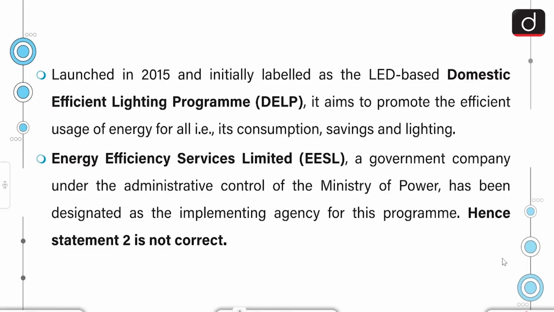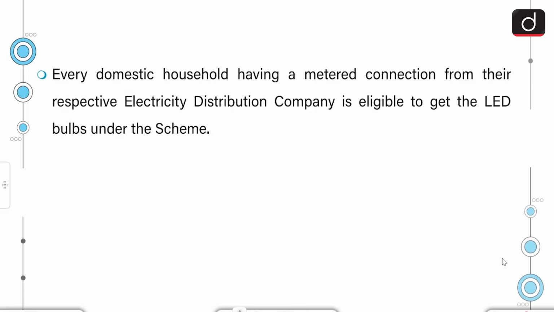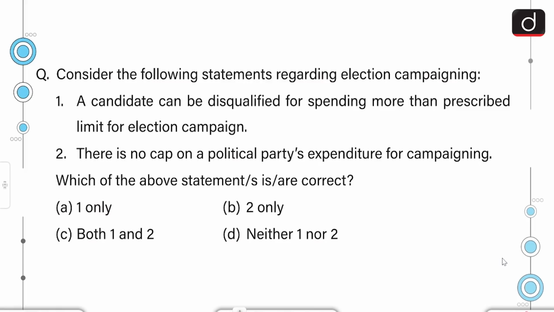EESL, I did say some wrong word at the beginning, it should be Energy Efficiency Services Limited. And a government company under the administrative control of the Ministry of Power has been designated as the implementing agency of the program, and every domestic household having a metered connection from their respective electricity distribution company is eligible in order to get the LED bulbs under the scheme.